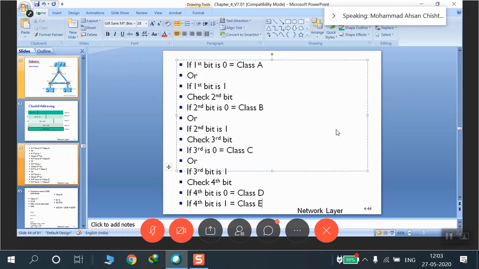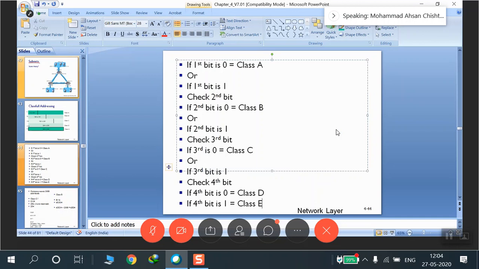I hope you understand this part. By seeing your first bit, you can decide whether it's A or B or C or whatever. If it's not 0, then move on to the second bit, and likewise you can find. So if the first bit is 0, class A; second bit 0, class B; third bit 0, class C; fourth bit 0, class D. And if the first 4 bits are 1 1 1 1, it means it is class E.